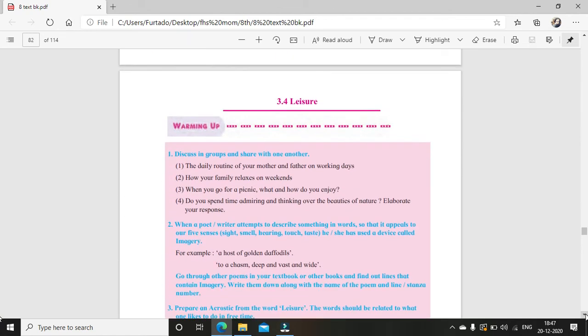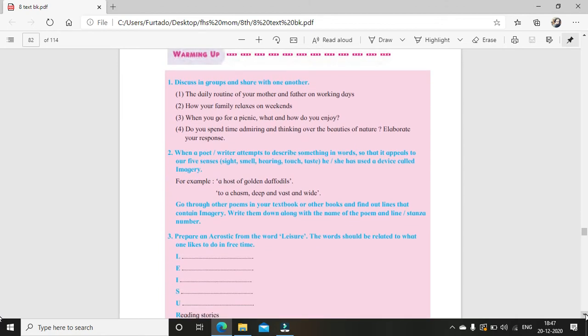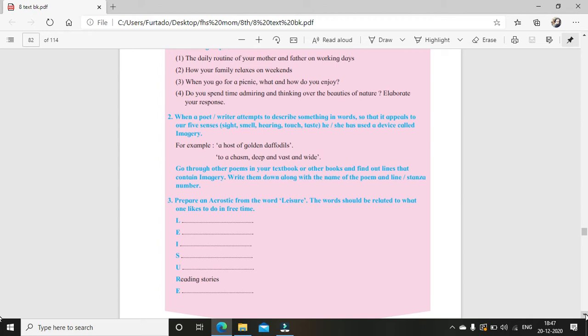That's the poem Leisure, lesson 3.4, Leisure. If you see this part of the lesson on page 73, look at the third part: prepare an acrostic from the word leisure. The words should be related to what one likes to do in free time. Now, first of all, what is the meaning of leisure? Leisure means your free time, what you enjoy doing in your free time, your time where you rest, time where you spend time to enjoy.